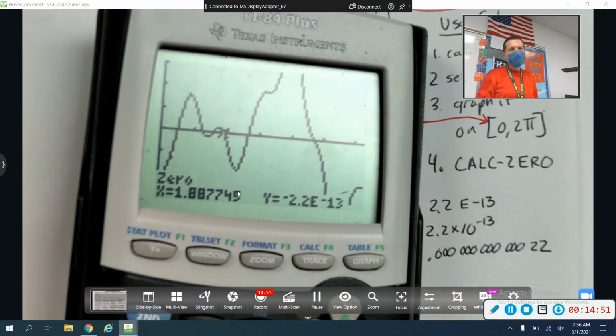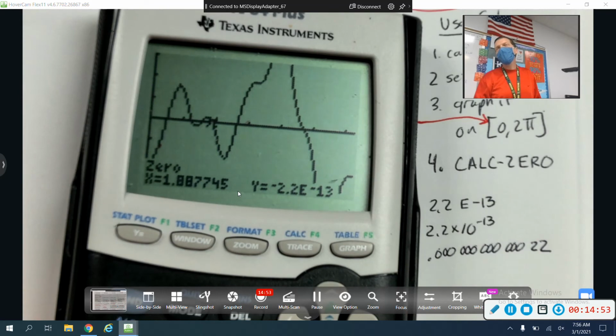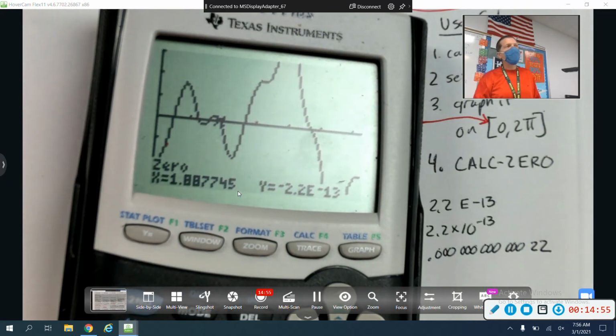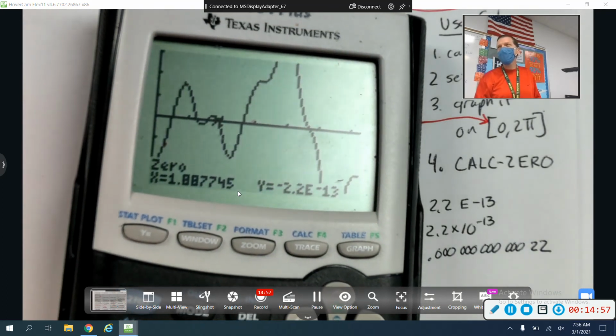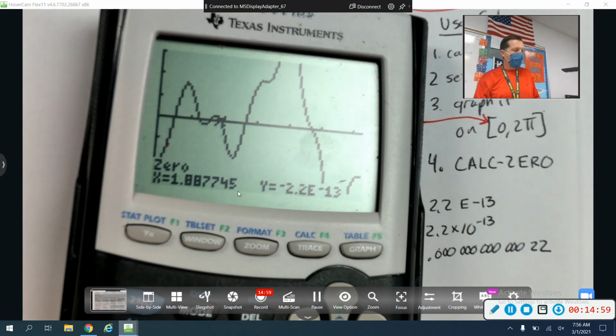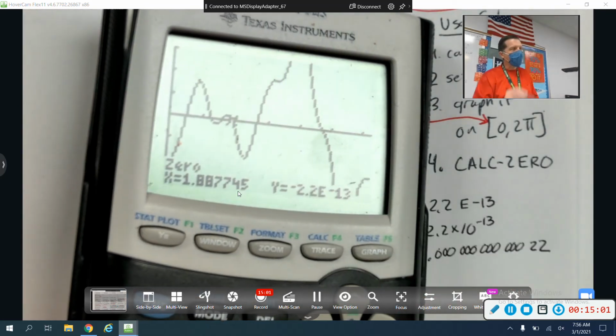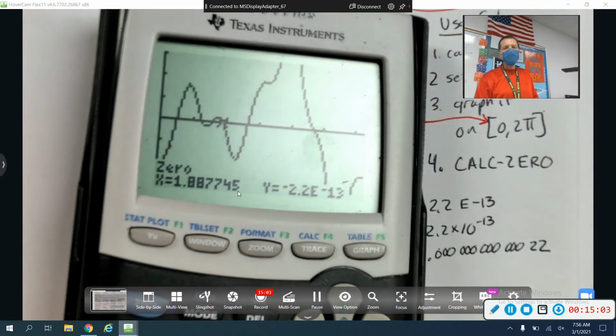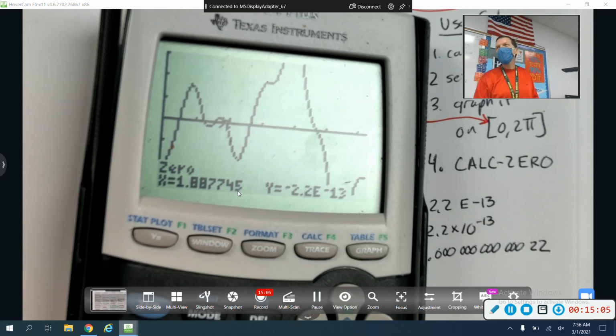Your calculator is not doing, I don't want to say it's not doing math. It's not doing algebra. It's just guessing and checking until it gets a number close to 0. And when it gets close enough, it says, oh, that number worked. So all your calculator does is guess and check. It just does it really, really fast.